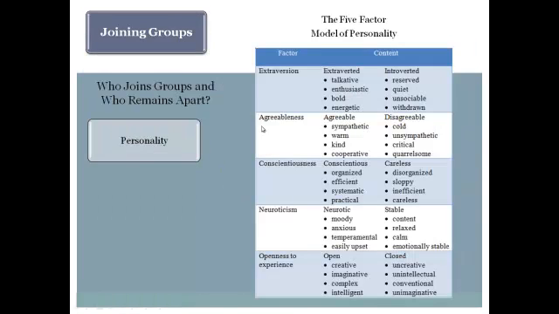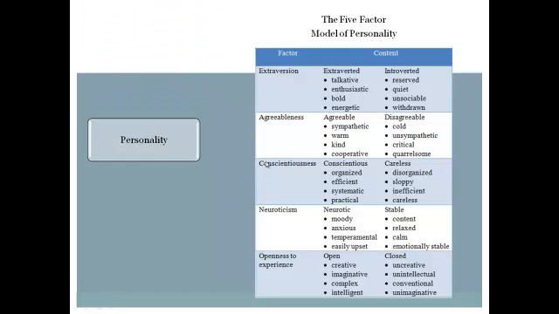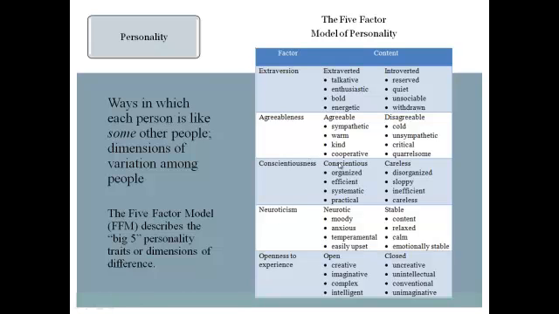Okay? So let's talk about who joins groups. Okay, personality is a factor that influences whether or not a person is going to join a group. If you take a look here, the 5-factor model of personality talks about the big 5 personality traits. A lot of research on personality has discovered that you could pretty much narrow down human personality into these 5 major traits: extroversion, agreeableness, conscientiousness, neuroticism, and openness to experience.